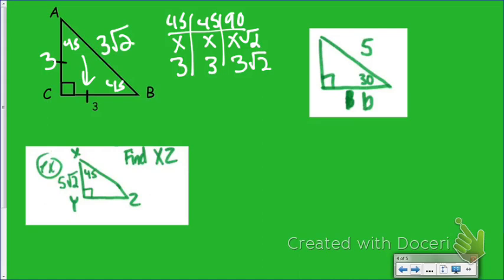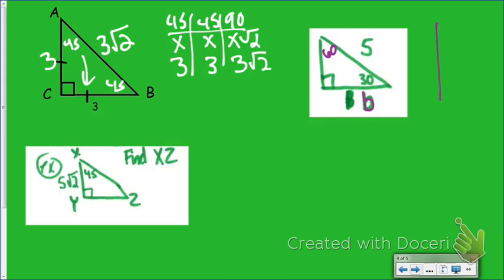Alright, so let's look at the second one over here. This one's a 30-60-90 triangle. The 60 is not labeled, but again, I can subtract from 180 to get my missing angle. And that's actually the letter B. That's not actually a 6. And we're going to try and solve for side B, so solve for that missing side.